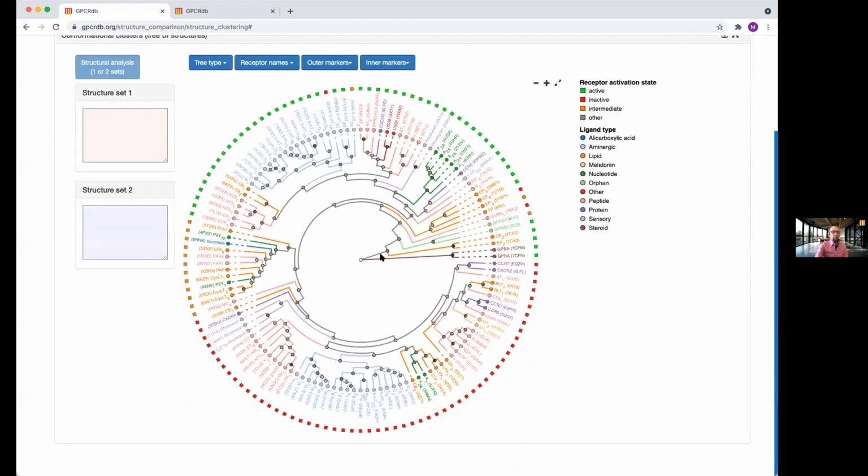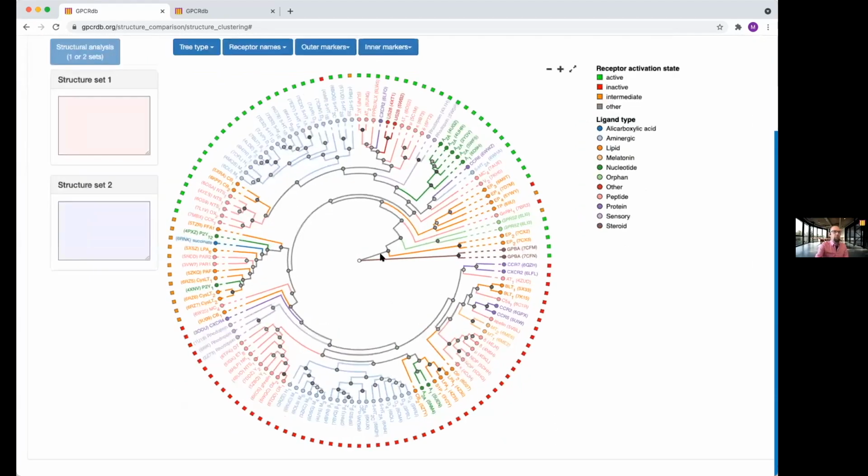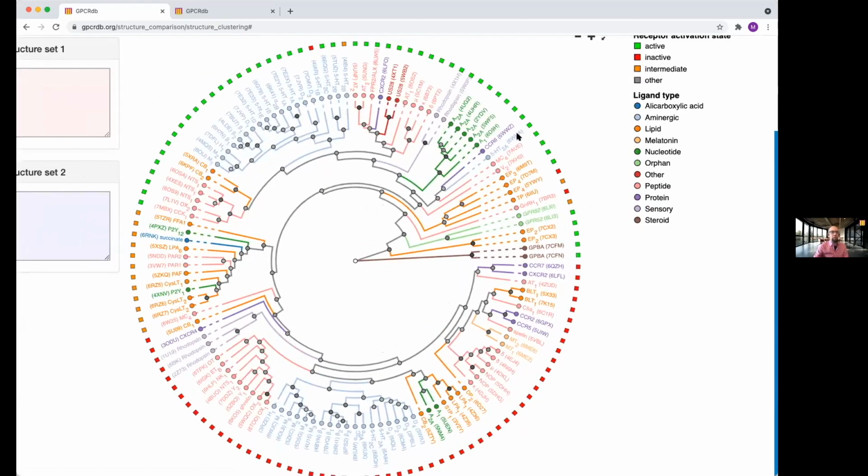What we see here is, again, a similar trend. On one hand, we have mainly the active state structures. On the other side, we have mainly the inactive state structures. And here we have a separate branch for the intermediate state. So it clearly shows that the activation state has a strong influence on the overall conformation of the GPCR structure.